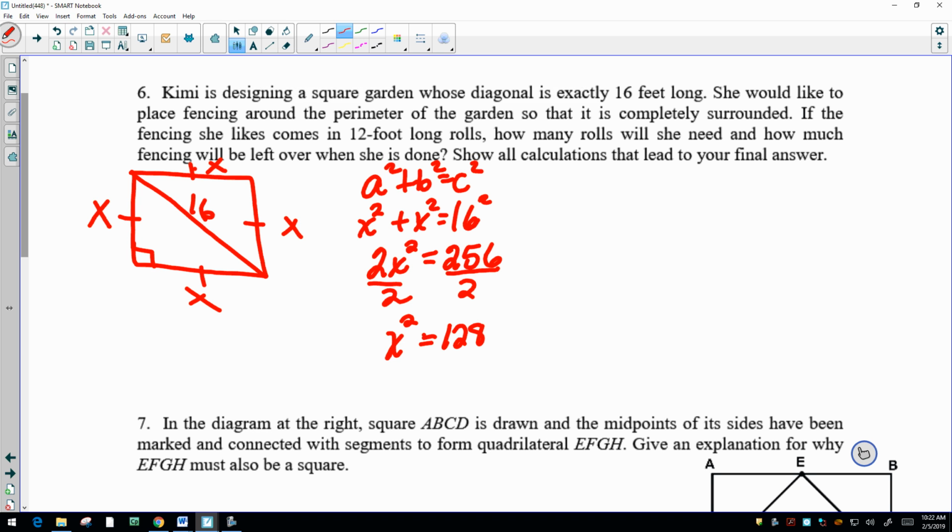128. Now here's a place where I would tell you decimals are going to be a little bit more helpful because we're trying to find total feet, total fencing. They don't sell fence in square roots. Okay, they sell it in decimals. So I would say if we were to square root this, what are we going to get? About 11.3, 11.31, somewhere around there, right? So what that's telling us is each of these sides is about 11.31-ish feet.